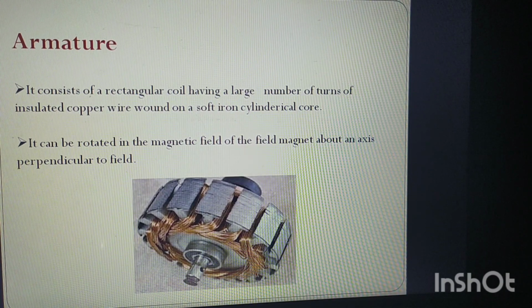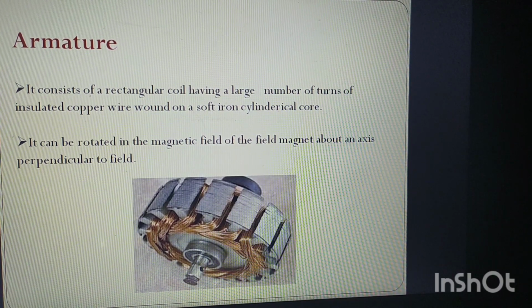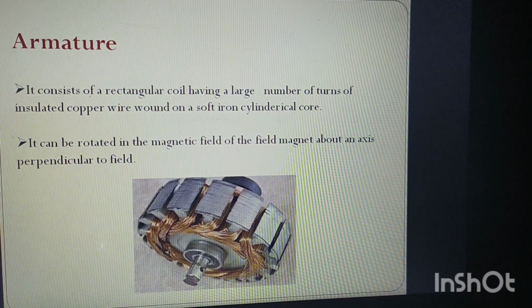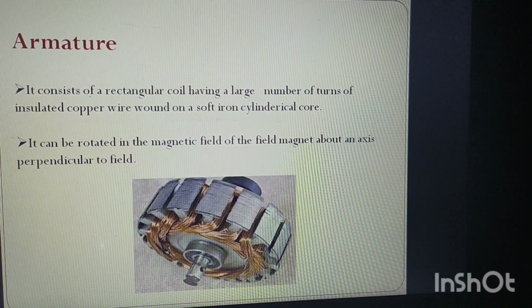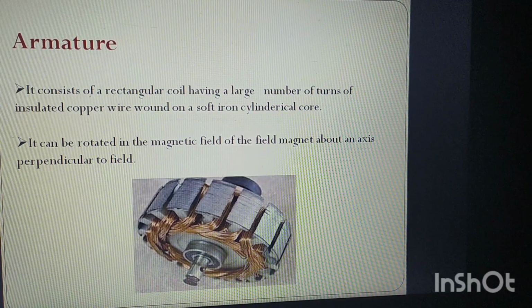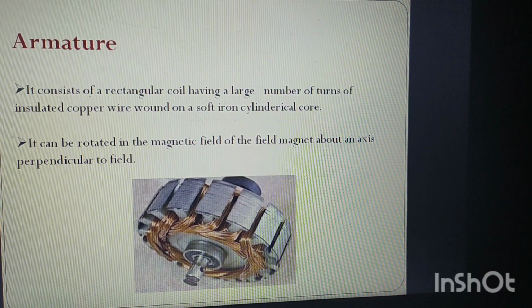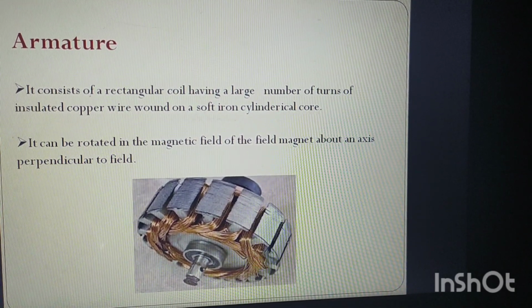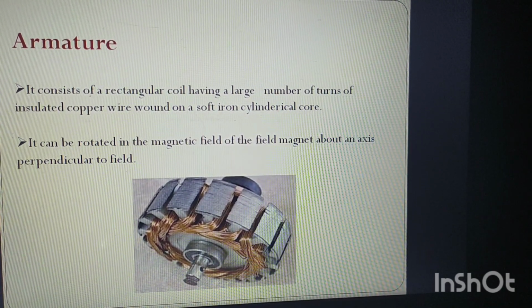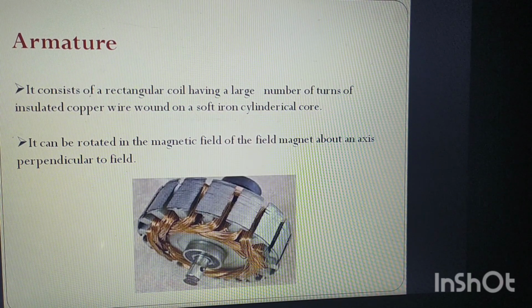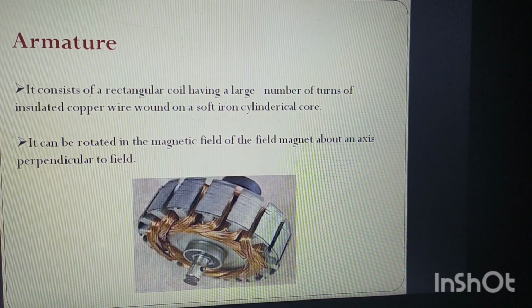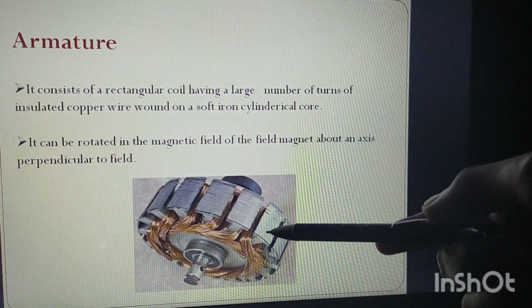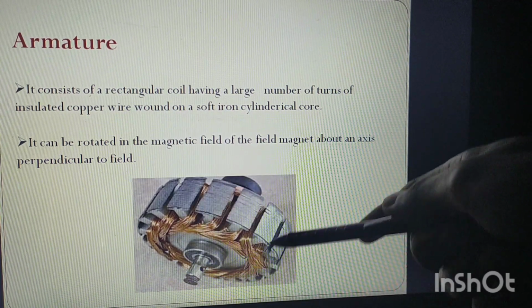We have already discussed what this armature does. It is used to rotate the coil in the magnetic field of the field magnet used in this apparatus. We need to rotate the coil about its axis, which is perpendicular to the field. So basically it is used to rotate the rectangular coil that we are using here. As you can see, the armature looks like this.